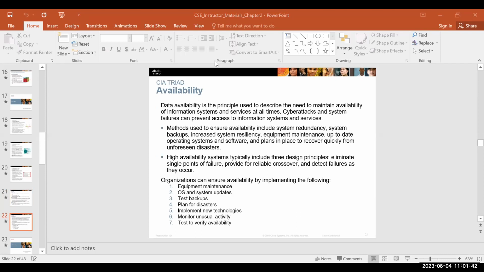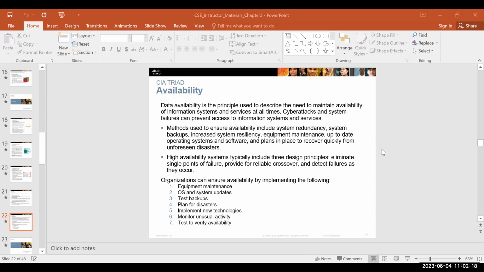So what is expected is that these resources, services, and information should be accessible by the legitimate users all the time. In so many cases, cyber attacks and system failures can prevent access to information systems and services. Hence, it is important for us as cybersecurity specialists or students to be able to safeguard and protect against that from happening.